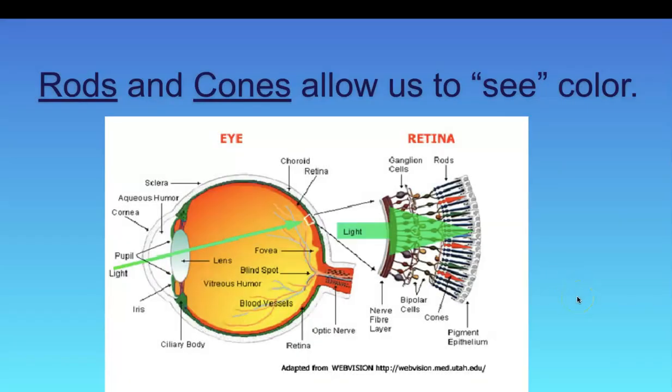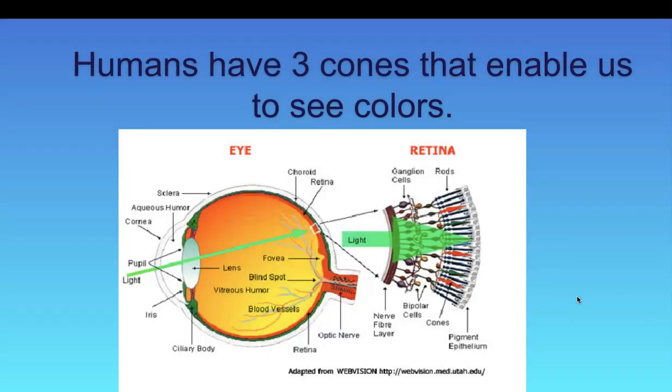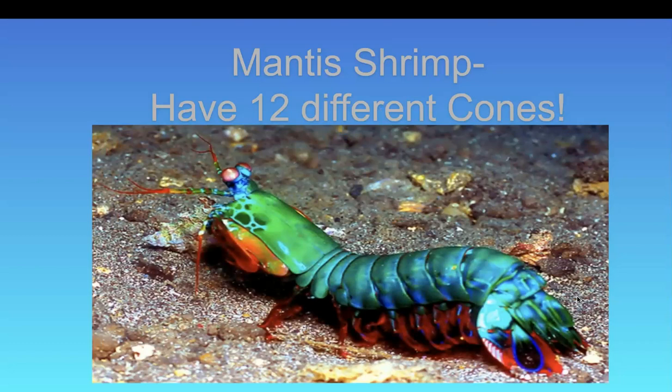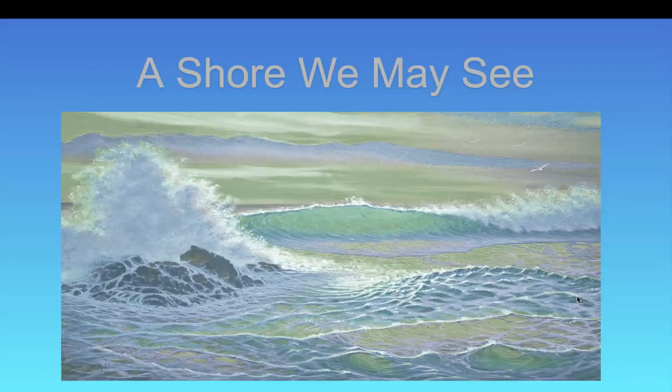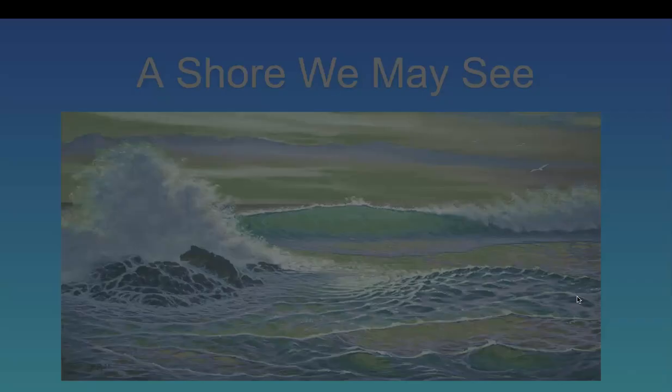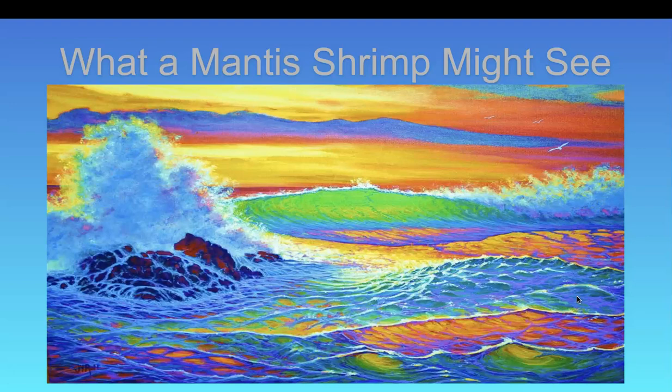So our eyes have evolved to see certain colors due to these things that we call rods and cones. Rods and cones allow us to see color. We have 3 cones that enable us to see a variety of colors. But did you know the mantis shrimp, their eyes have evolved with 12 different cones? I mean, imagine the colors they can see, right? Try to imagine colors that don't exist, right? It's kind of impossible because we only know certain colors, right? So this might be a painting we see of an ocean shoreline, right? But according to a mantis shrimp, they might see something like this.